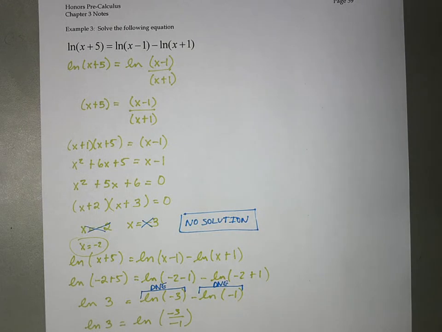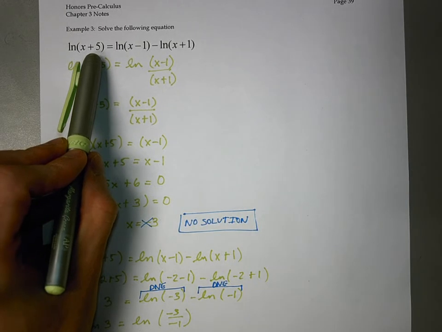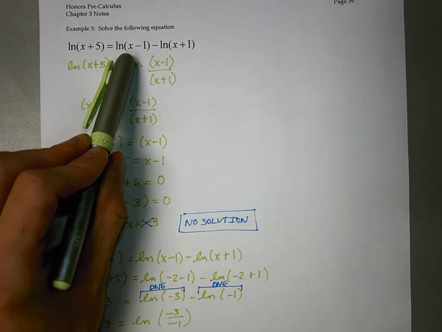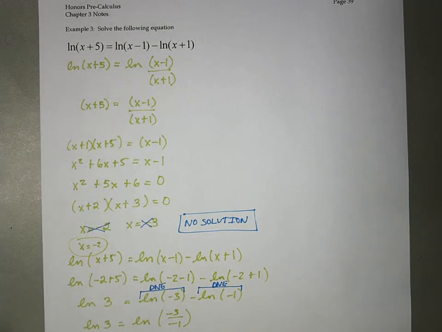Same thing with negative 3. Over here, negative 3 plus 5 is a positive 2. Perfectly fine. But at this step, when I plug in a negative 3, I get the natural log of negative 4. Once again, does not exist.